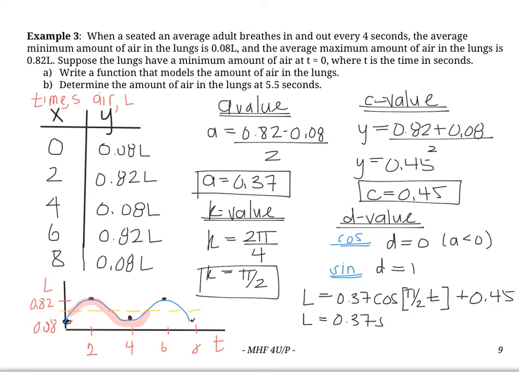If we were to approximate with the sine curve, our A value would be the same. We would have sine here. Our k value would also be the same. But then we're going to shift to the right 1, so we've got to put our D value equal to 1 and then up 0.45.